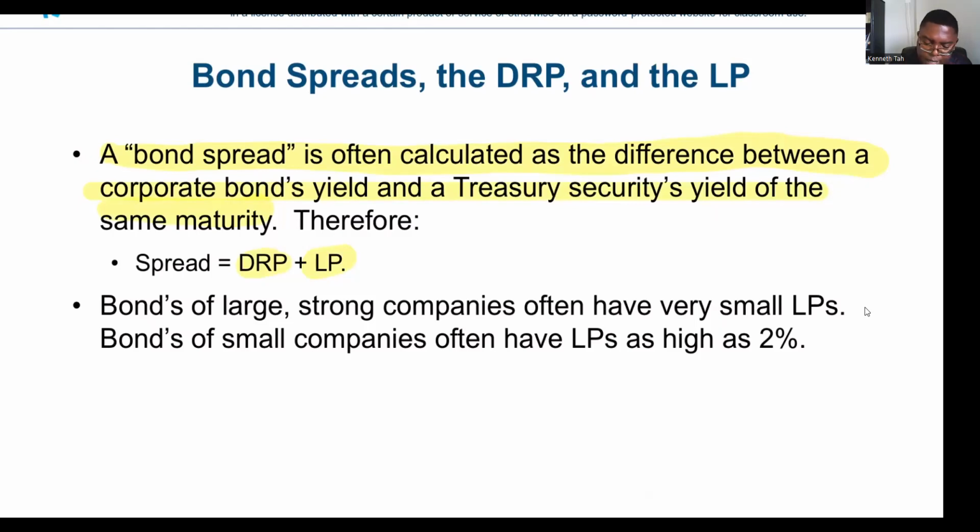Bonds of large, strong companies tend to have a very small liquidity premium. They can easily be converted to cash because these companies are large and well known. Bonds of smaller companies tend to have a high liquidity premium.